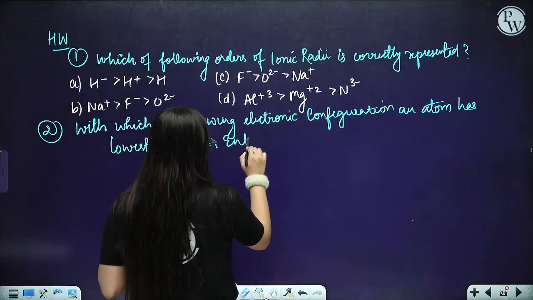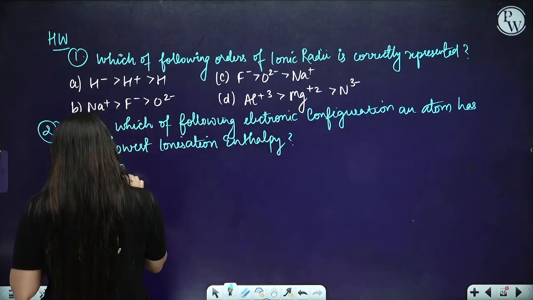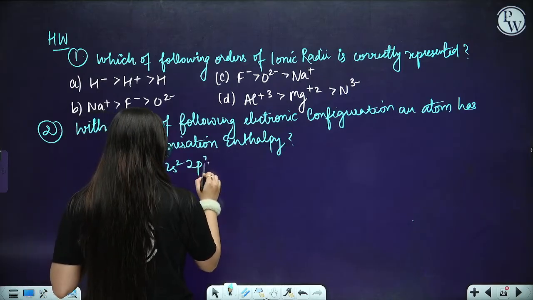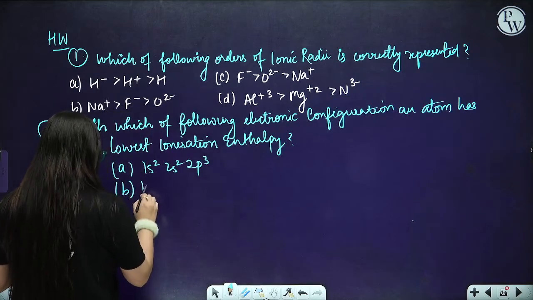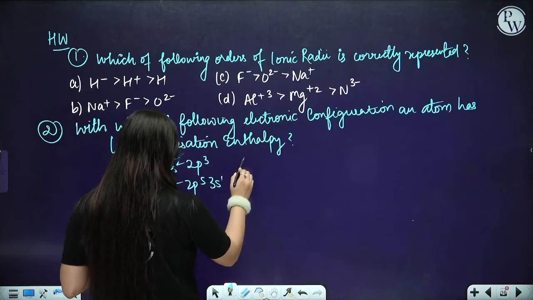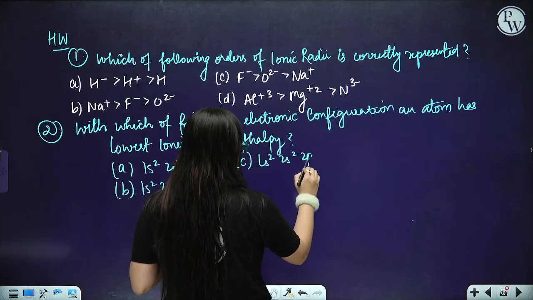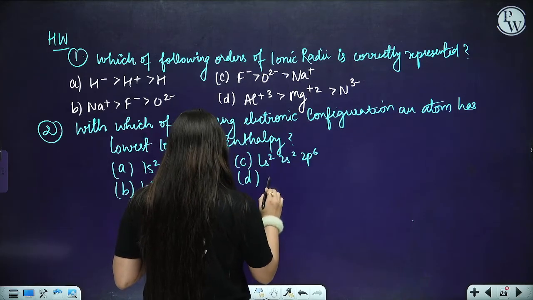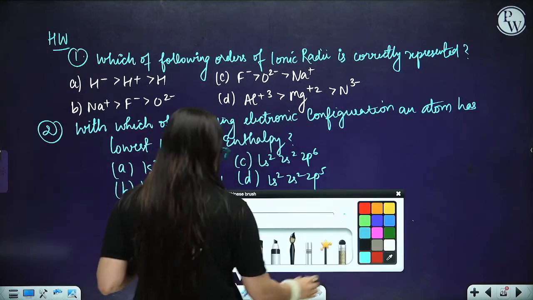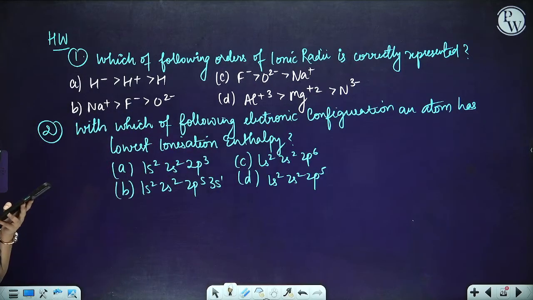Lowest ionization enthalpy. A is 1s2, 2s2, 2p3. B is 1s2, 2s2, 2p5, 3s1. C is 1s2, 2s2, 2p6. While D is 1s2, 2s2, 2p5. So this is your second homework question and it is asked in 2007 examination.